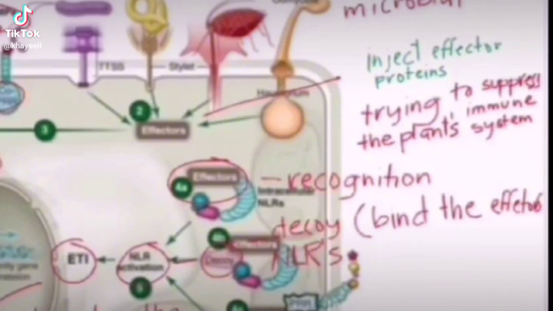We're also going to talk about the decoy. Now, decoys act as bait to divert the pathogen's attack, protecting the plant's essential cellular components. These decoys are often encoded by specific plant genes and are crucial for effector-triggered immunity.